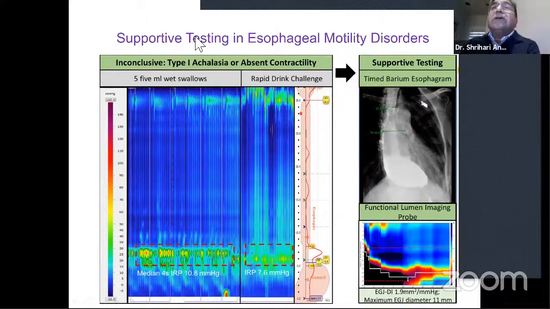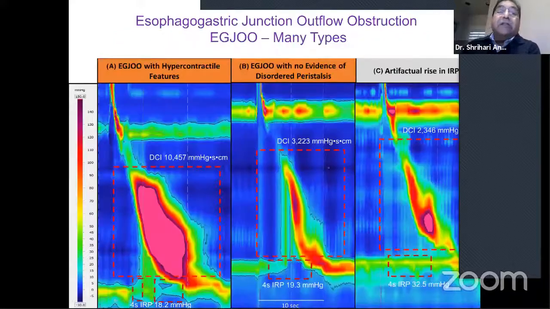Okay, so this is outflow obstruction, and outflow obstruction can be of many types. Outflow obstruction means that your IRP is greater than 15 or 18. Then what happens in the body of the esophagus along with this high IRP matters. In achalasia, we said there is no peristalsis, but in these other types there is peristalsis. That is what differentiates them from the achalasia esophagus. So this is EGJOO, esophagogastric junction outflow obstruction, or impaired LES relaxation; you can call it by many names.